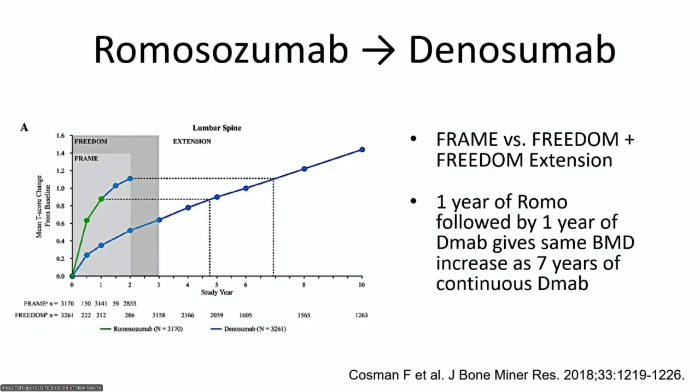So if you have a patient at very high risk for fracture and you believe it's important to increase bone density as greatly and as rapidly as possible, then this sequence of anabolic followed by antiresorptive might be attractive to you.